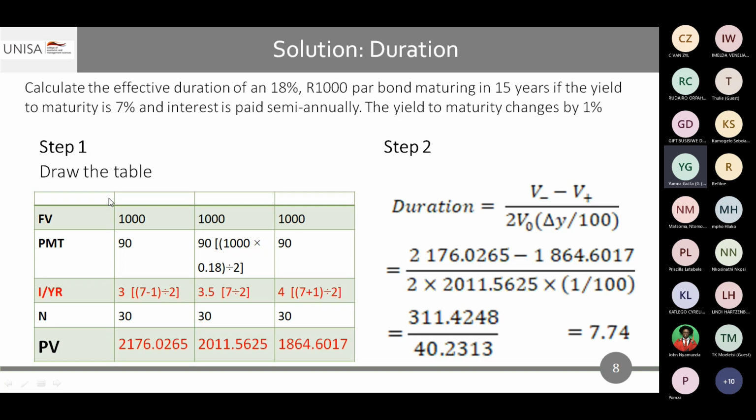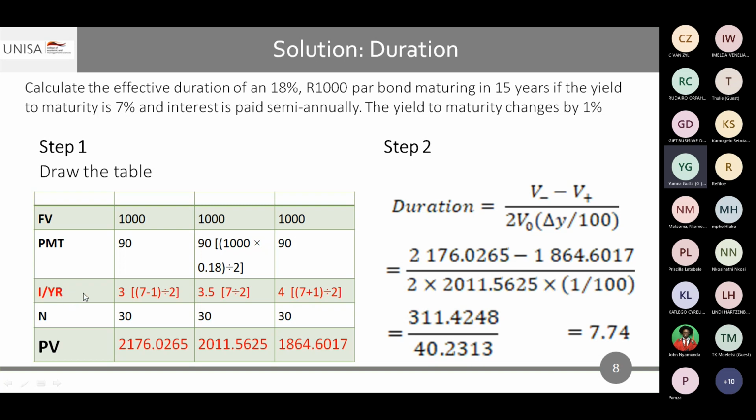Right, step one, we draw our table. On our table, we have our future values, which remain the same for each: V minus, V0, and V plus. Our payment comes to 90 Rand, which remains the same. How did we get 90 Rand? Our bond is 1,000 Rand times 18%, which gives you 180, but we divide by 2 because it is a semi-annual bond. We're going to get paid 90 Rand after 6 months, and 90 Rand after another 6 months. So our payment comes in increments of 90 Rand.